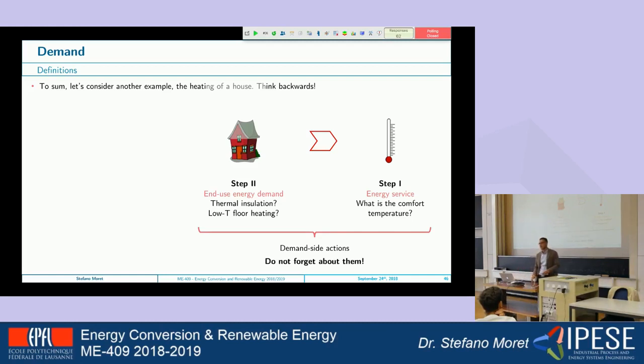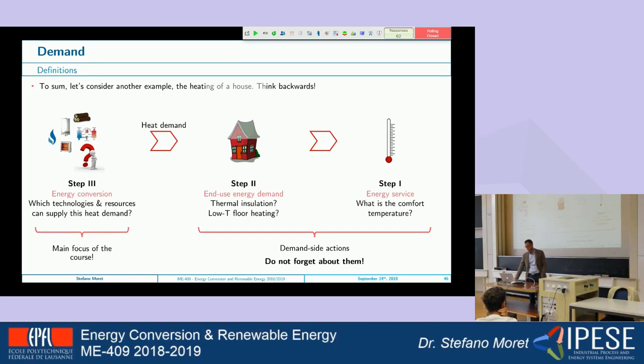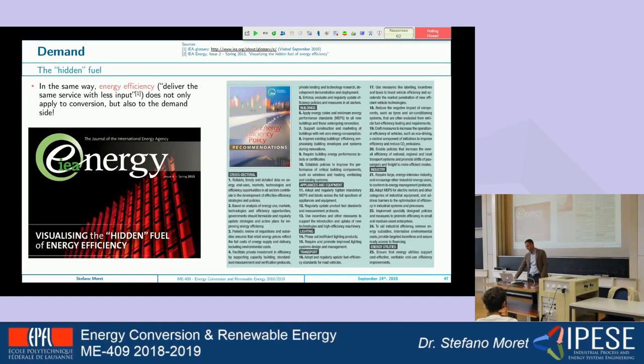So as I said again, I think I cannot stress it enough. We will not discuss these actions in the course because our course will mostly look at the energy conversion part, because it's the one where engineers and system engineers have their main role. But do not forget about the energy demand. So only once you have defined the heat demand, the useful energy, then you have to think, how do I supply this energy? And only at that point you decide, should I install one technology or the other? So this is the main message here.